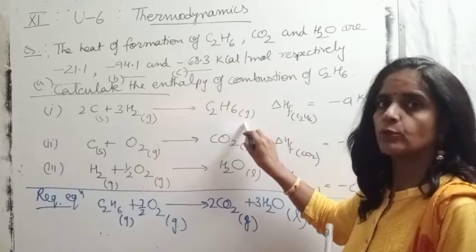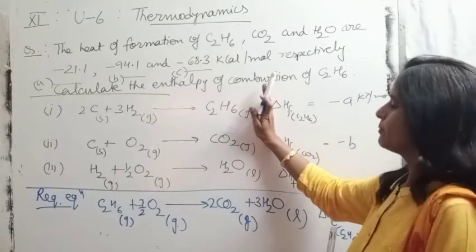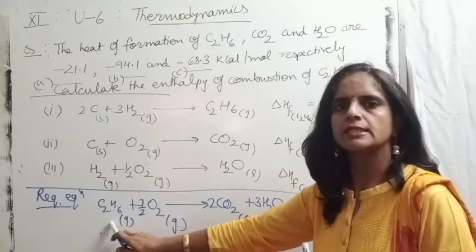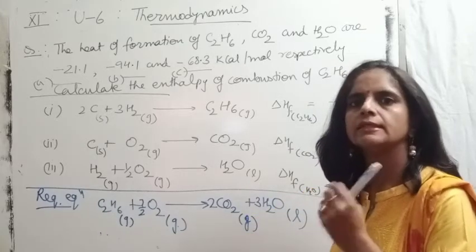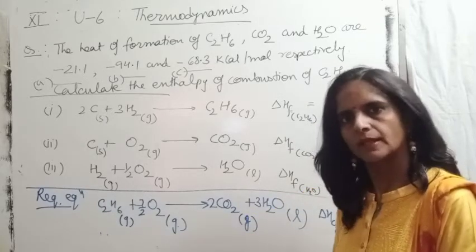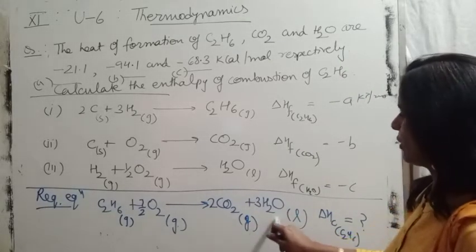But in the first equation, ethane is towards the right side, meaning the product side, but we need ethane towards the left side, so its sign is going to be changed. Got it? Then as a product, we need CO2 and water.